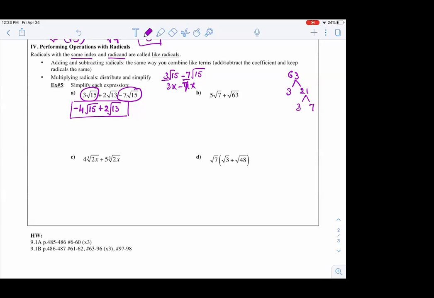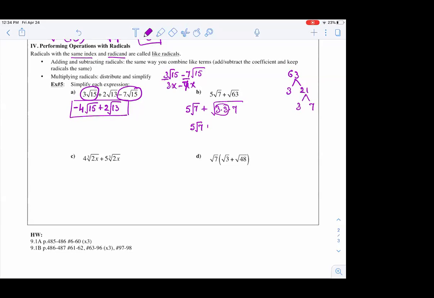3 times 7. Can you do the factor tree further? No. Right, okay, so we are done with the factor tree. So I'm just going to write this the same, because you can simplify it, but 63 looks like 3 times 3 times 7. And there you go, there is a factor pair.